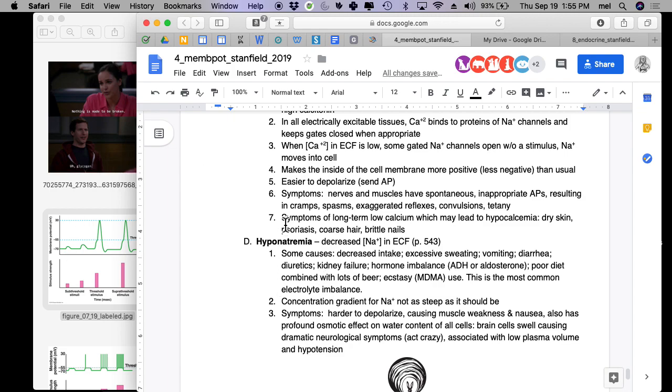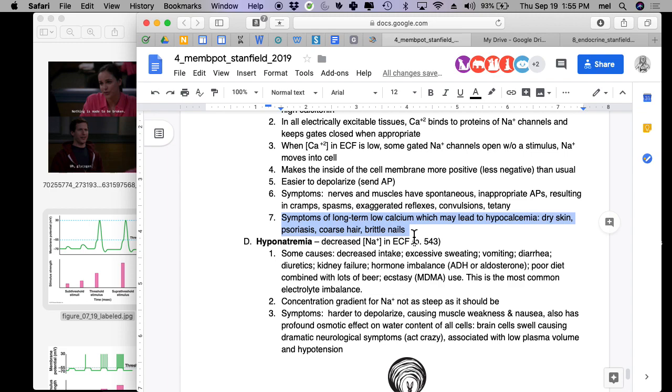So what kind of symptoms could let you know that this might be on the way to occurring, in addition to the eye twitches, which isn't always calcium, but it can be? Long-term low calcium, which may lead to hypocalcemia. Some symptoms are dry skin, psoriasis, coarse hair, brittle nails.